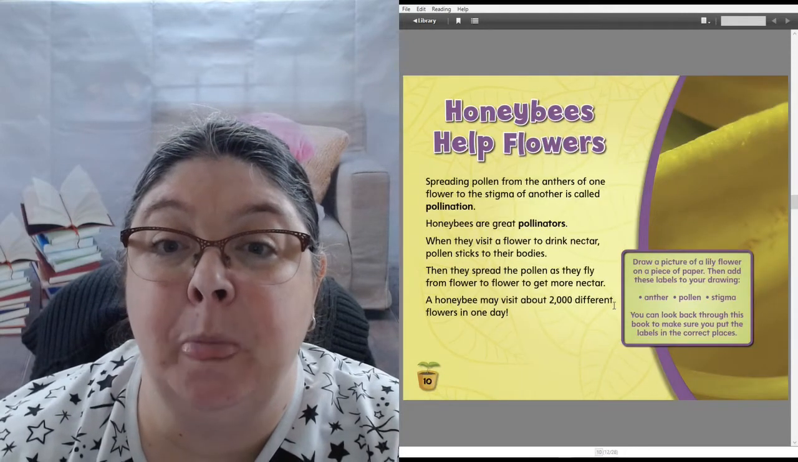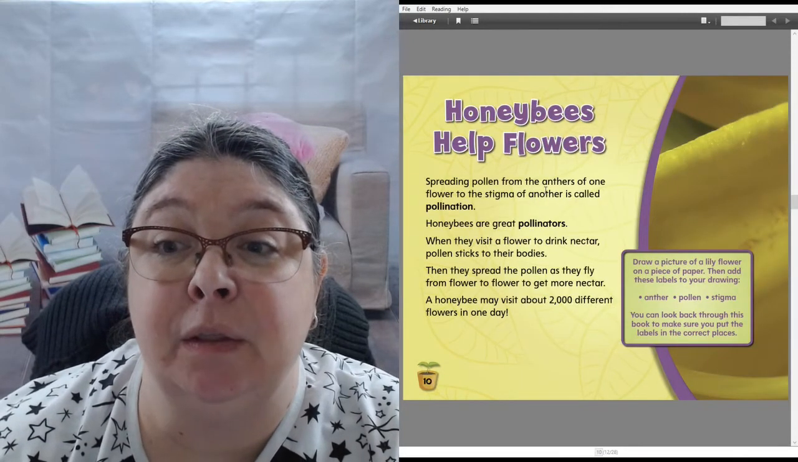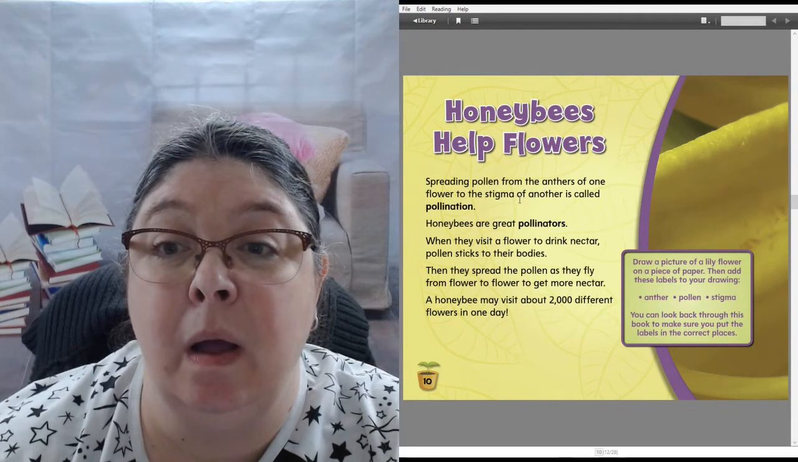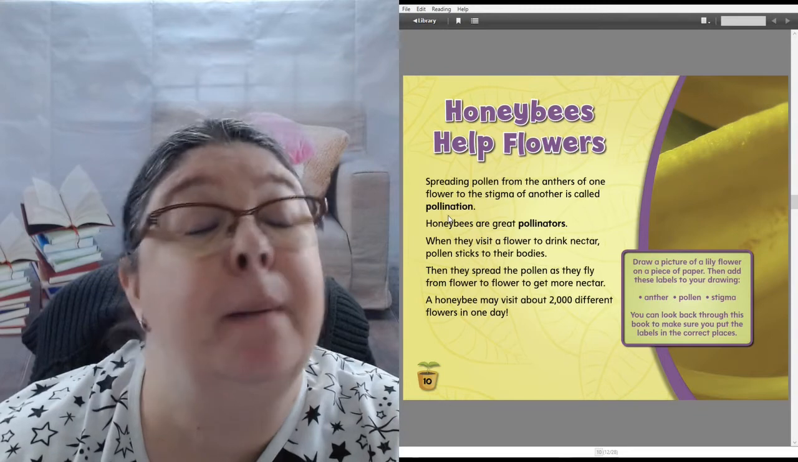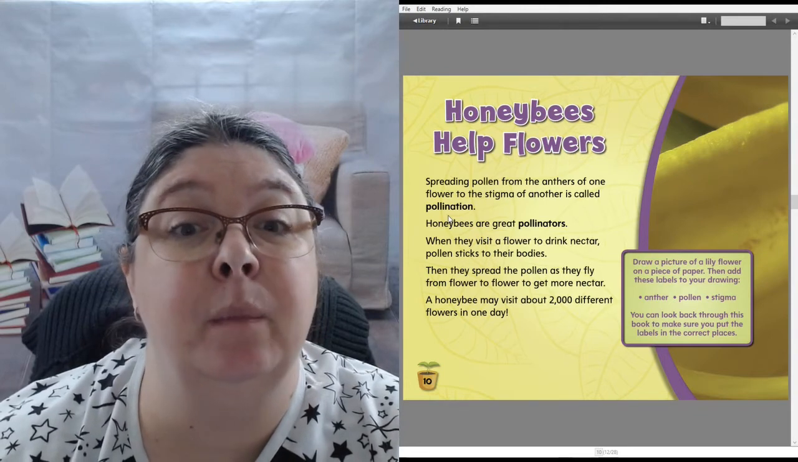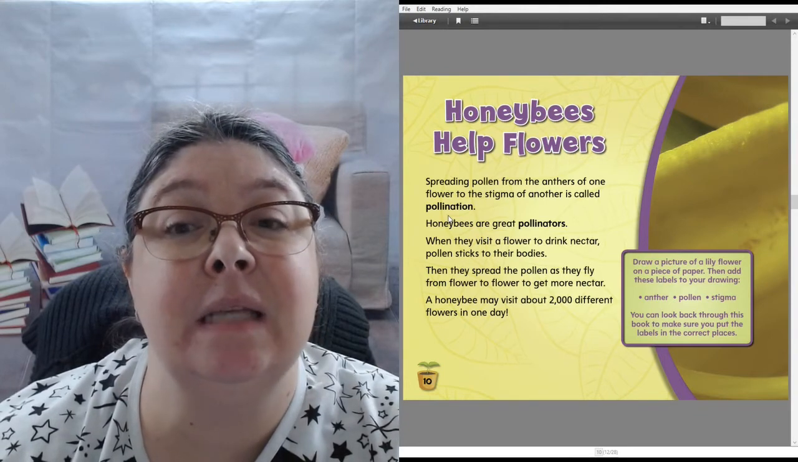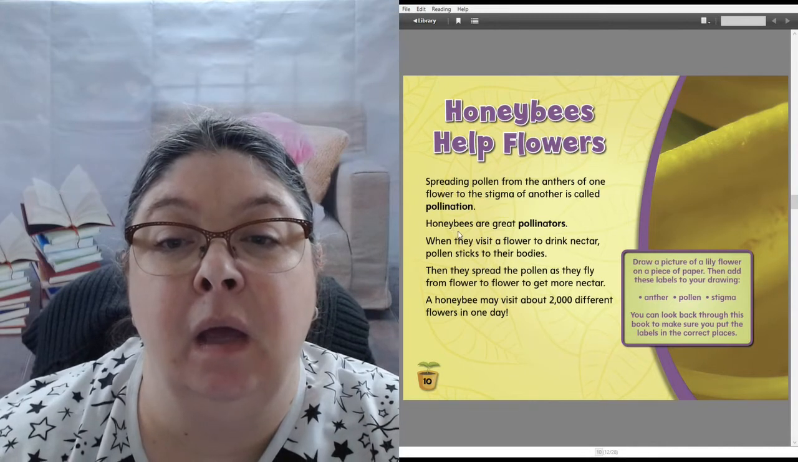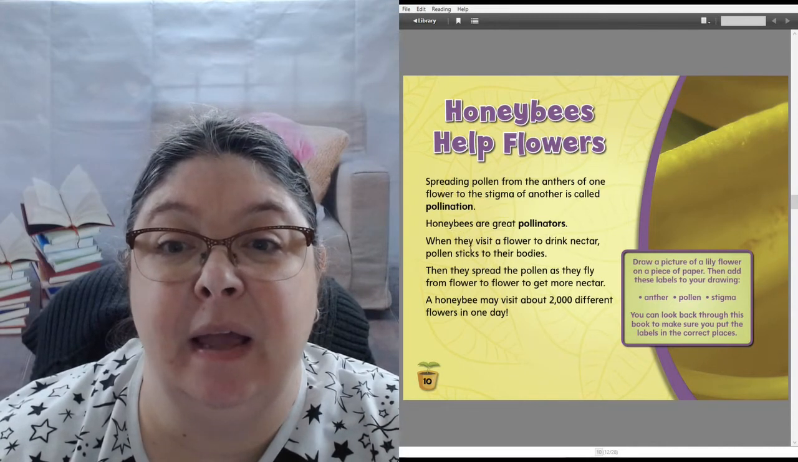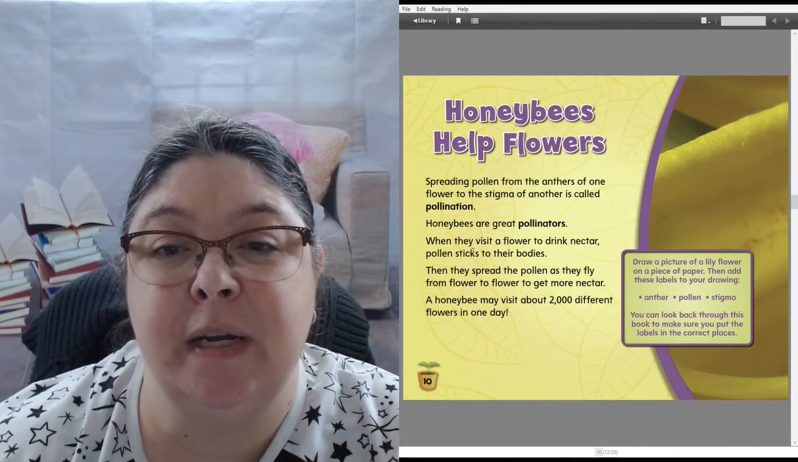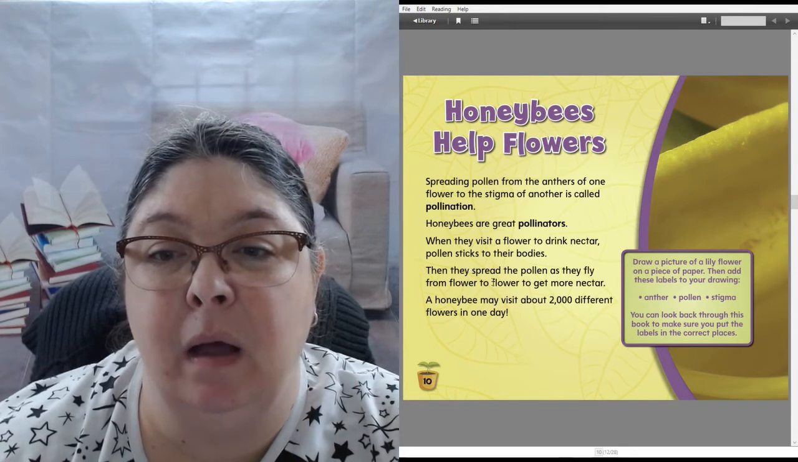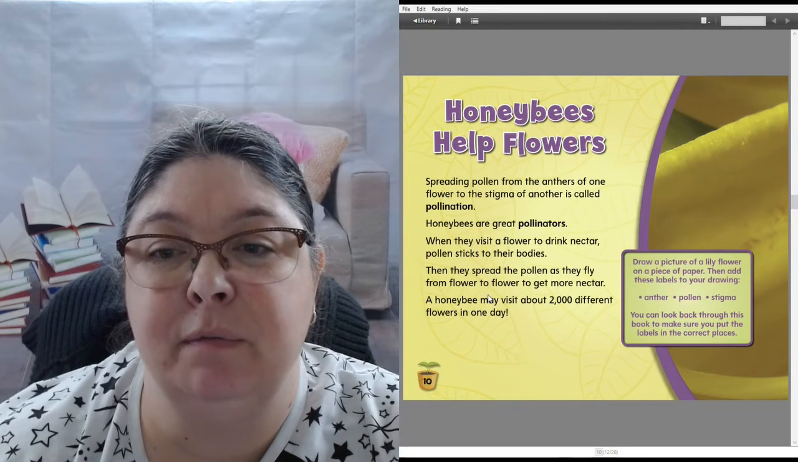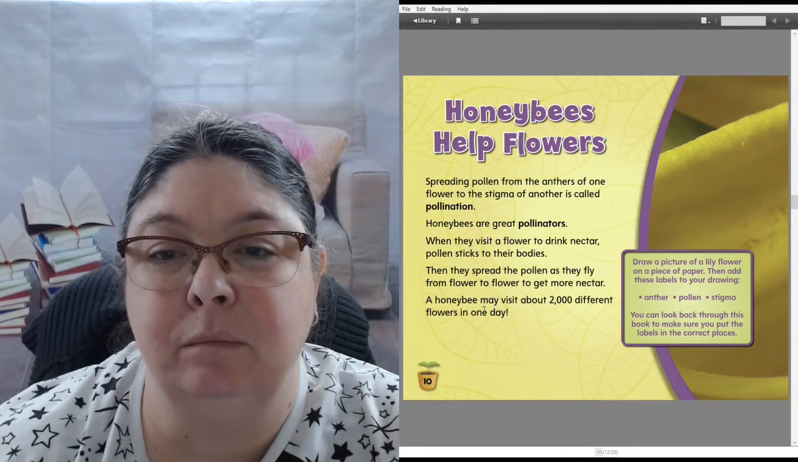We'll find out. Spreading pollen from the anthers of one flower to the stigma of another is called pollination. Honeybees are great pollinators. When they visit a flower to drink nectar, pollen sticks to their bodies. Then they spread the pollen as they fly from flower to flower to get more nectar.